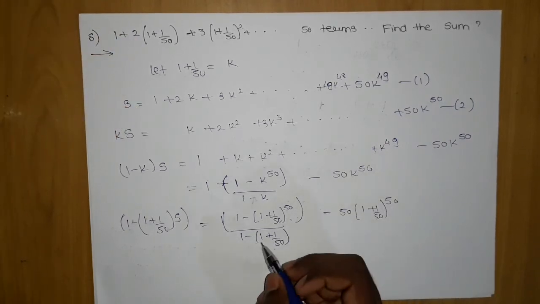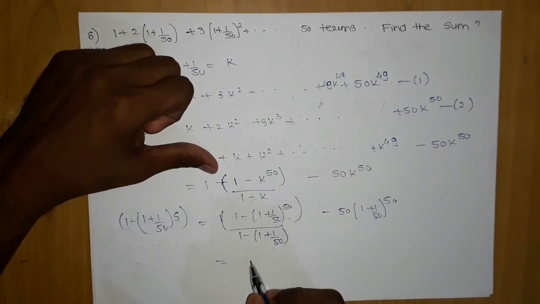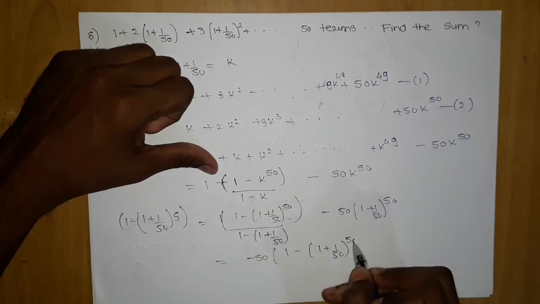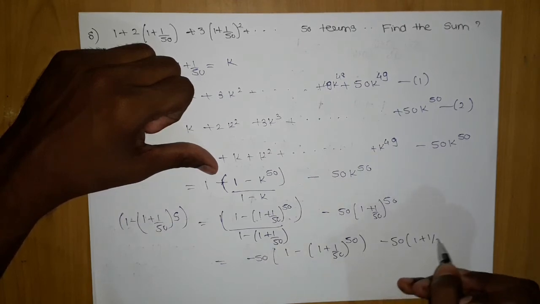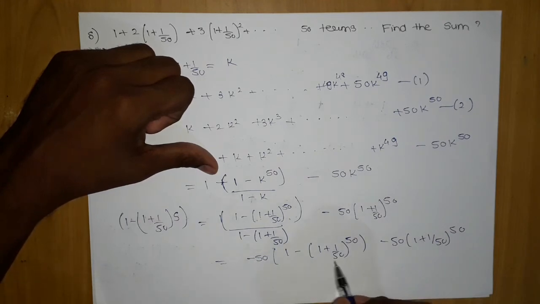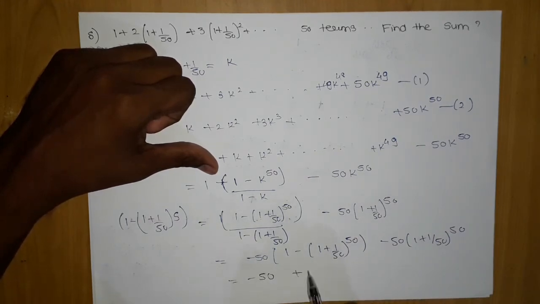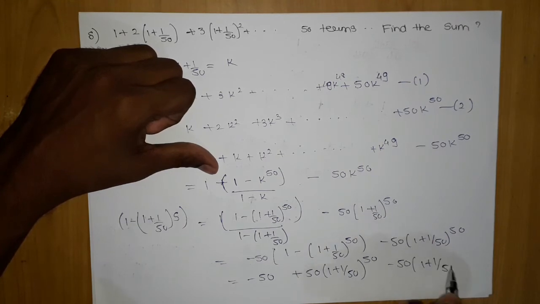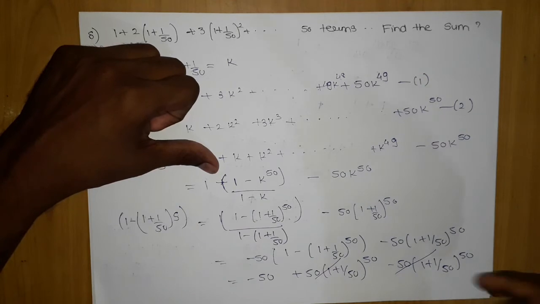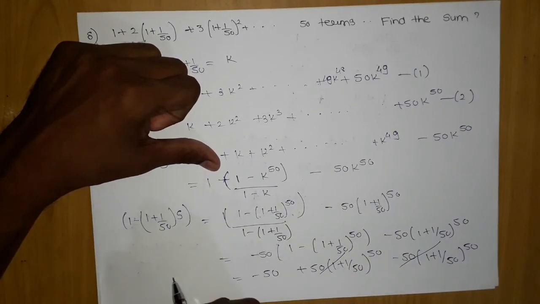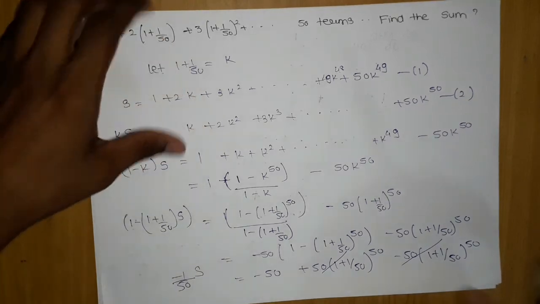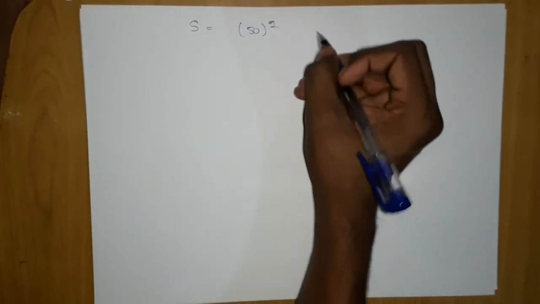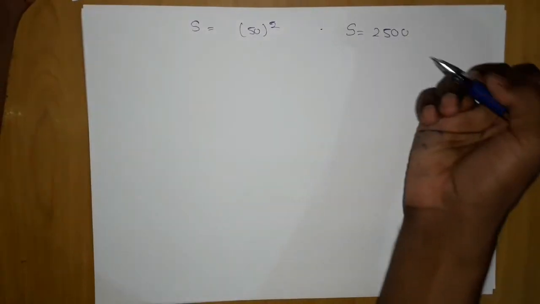Now you can clearly see that this will cancel out, which gives minus 1 by 50 S. This will be 1 minus (1 plus 1 by 50) the whole power 50, minus 50 into (1 plus 1 by 50) the whole power 50. If I multiply this with this, what I have is minus 50 plus 50 into (1 plus 1 by 50) the whole power 50, minus 50 into (1 plus 1 by 50) the whole power 50. So these two are cancelling out, and here I am left with minus 1 by 50 S. Now if you observe, the minus will cancel out. What I get is 50 power 50, the whole square, which gives S equals 2500. So this is our answer.